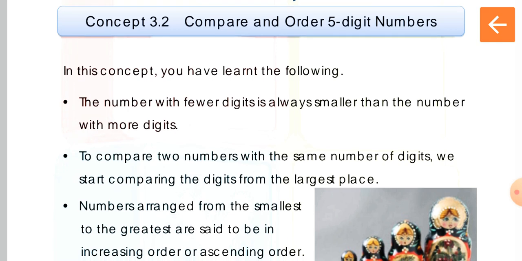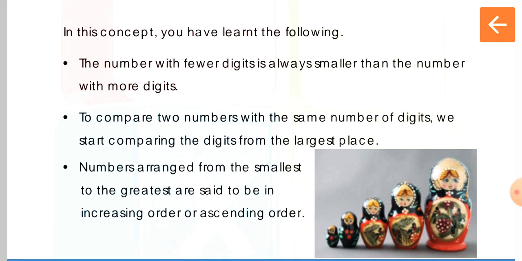Okay. And this is the way to compare if the numbers have the same number of digits. And if the highest place, largest place digits are the same, then you have to check the digits in the next place. Okay, and if they are also the same, then you have to proceed to the next. The same way you can compare.